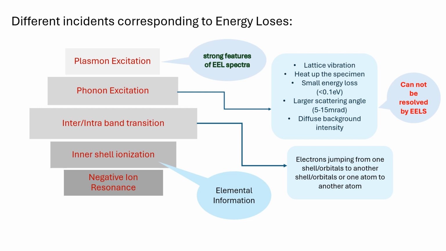Now next is the inter or intraband transition. So we can also have this kind of transition where, due to the excitation of electrons, a transition occurs between different orbitals or between two different shells, or even it can happen between two different atoms. Inner shell ionization: we can allow an atom to get ionized by the release of an electron, which gives the elemental information of the material or the sample we are characterizing.